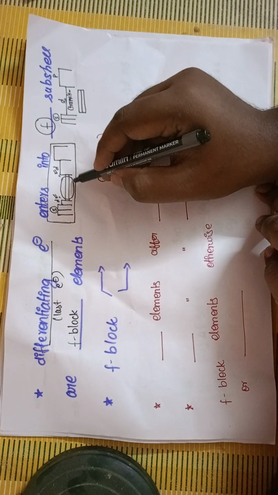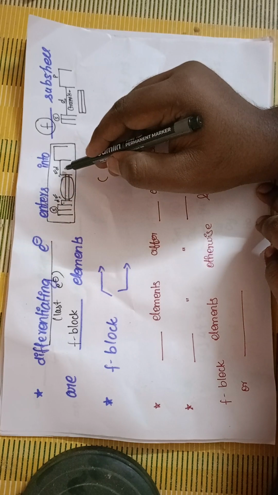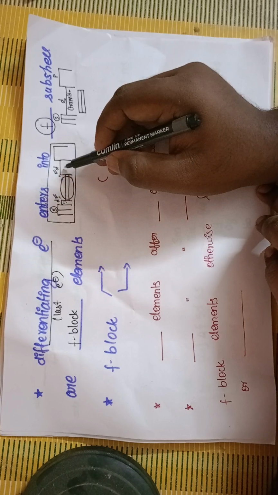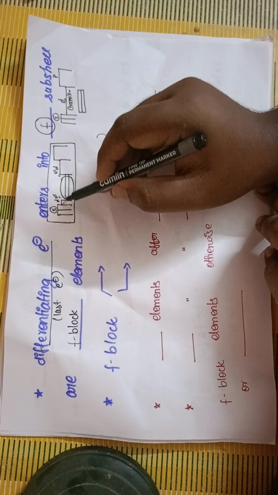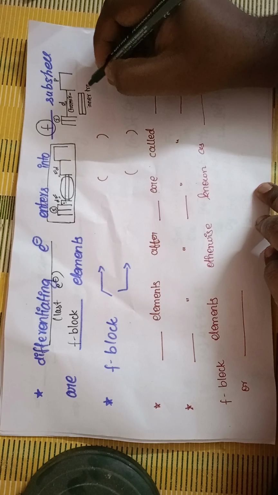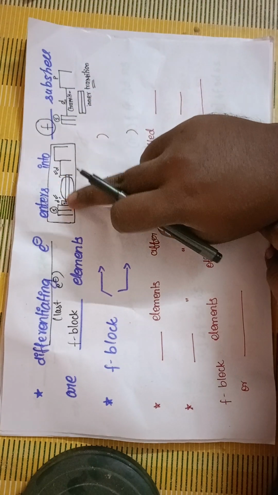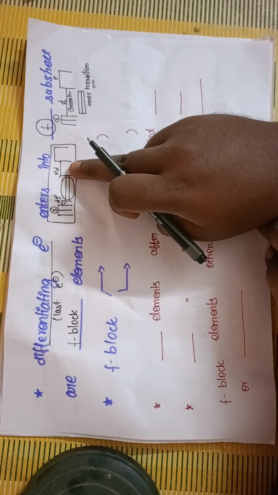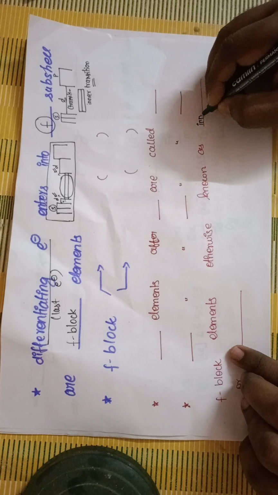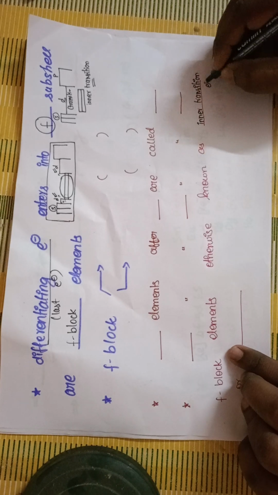Now see, these elements are present between this d block and this d series. This block's elements are present in between two d blocks. This is also a transition element, and this is also a transition element. So these elements are present inside the transition elements, that's why they are called inner transition elements. That is the reason f-block elements are otherwise known as inner transition elements.